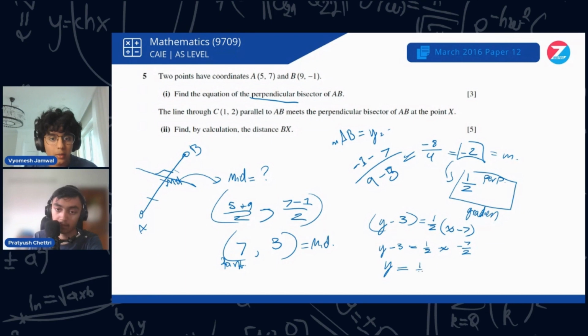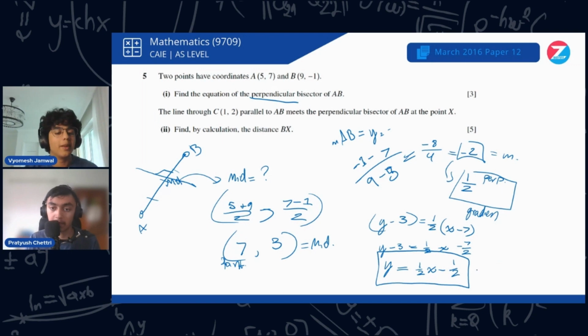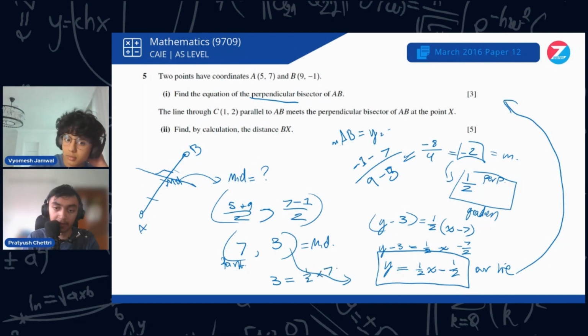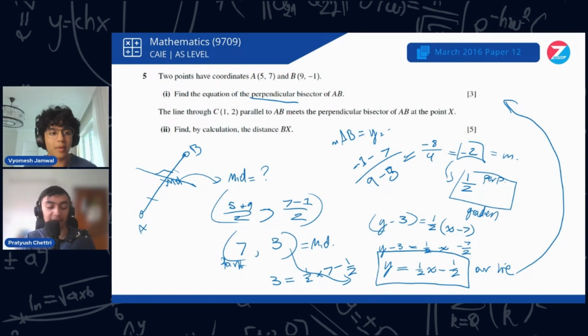And so y equals 1 upon 2x, let me just see, minus 7 upon 2 is 3.5, so 3 minus 3.5. So it'll be minus 1 upon 2, right? I think that makes sense. And so that'll be our equation of the perpendicular bisector of AB. Simple. Now, we could also test it if we want. We've got the midpoint, which is 7, 3. So we should just go directly in. Does 3 equal half times 7 minus half? Yes, it should. 7 divided by 2 is 3.5, and 3.5 minus 0.5 is 3. Exactly. So that works.